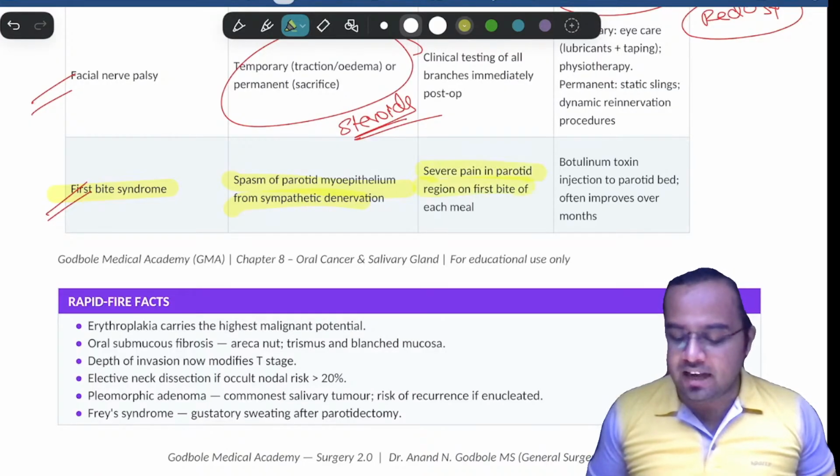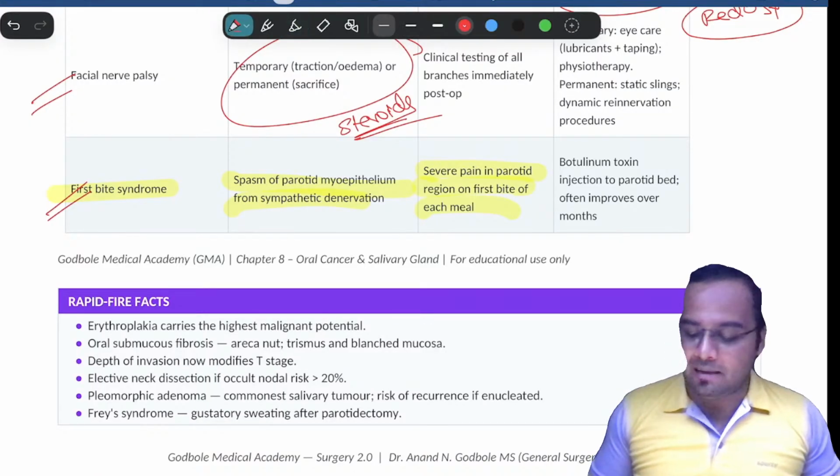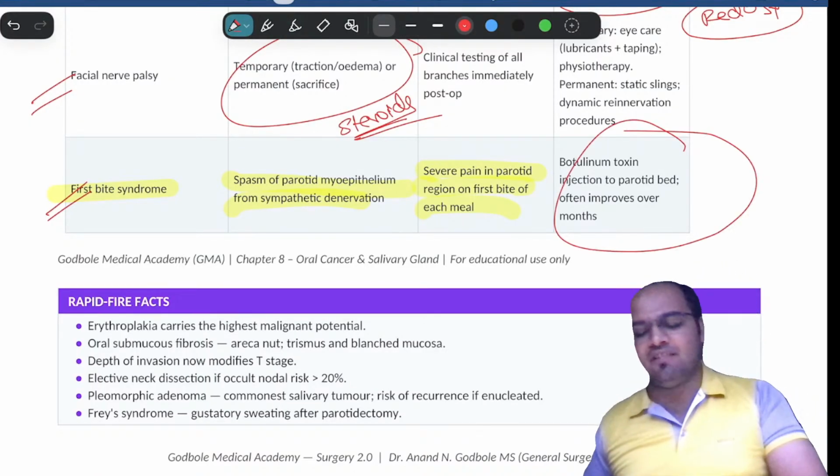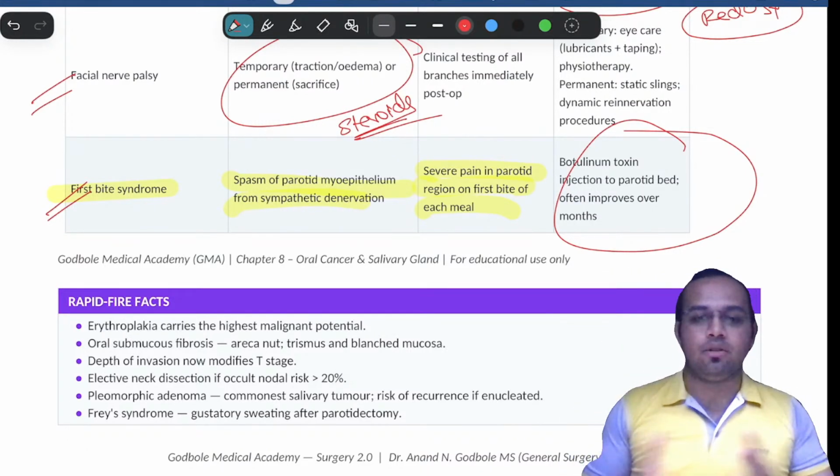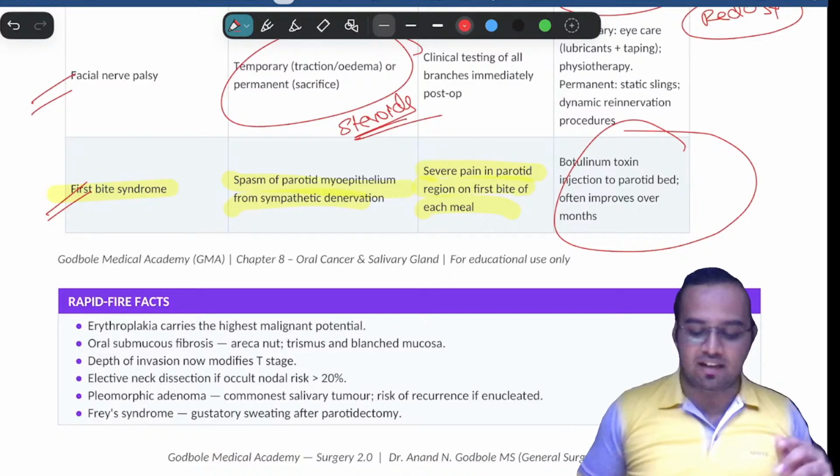So there might be severe pain at the time of the first bite, and how will we treat that? Botulinum toxin. It is given in Bailey and Love, so I have just included it in my notes. Very important. If something comes in the exam, well and good; if not, it is going to add to your knowledge. So I hope it is very much important for you.